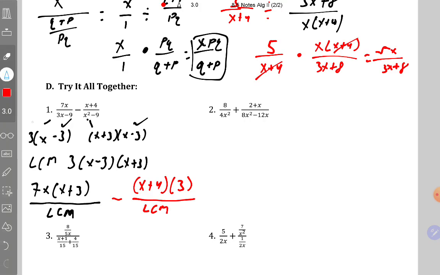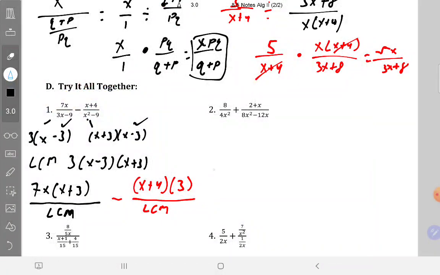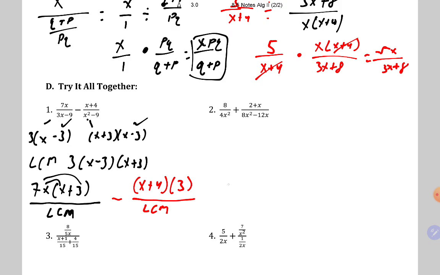So now that the bottom is the same, we can subtract. Well, first we need to distribute. So we have 7x squared plus 21x minus 3x plus 12. Okay, and this is all over the lowest common multiple.